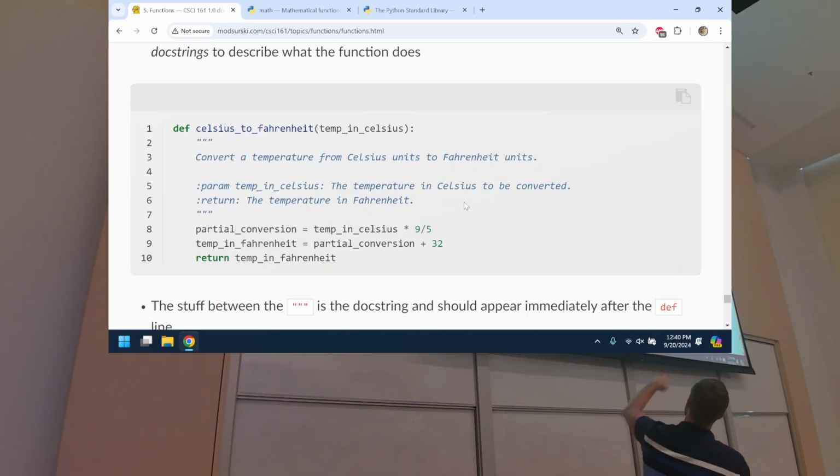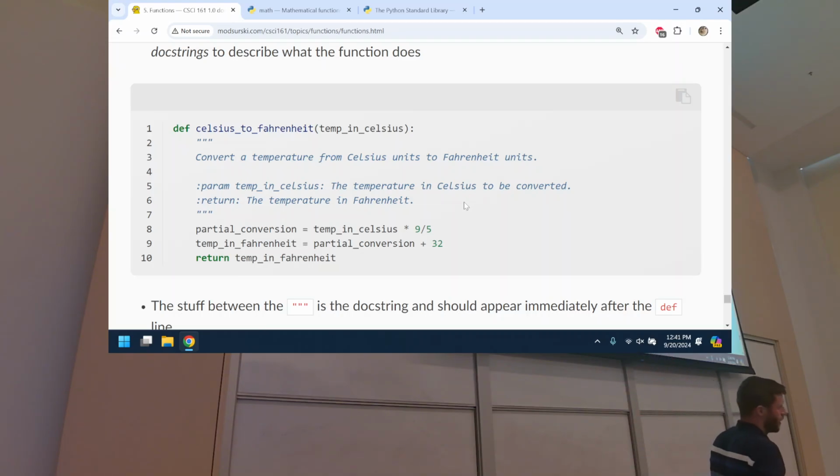""" Convert a temperature from Celsius units to Fahrenheit units. This function has one parameter, so we include that in the detail. We have a colon, param, to signify it's a parameter. And then we say what it is, temp in Celsius, colon, the temperature in Celsius to be converted. Return the temperature in Fahrenheit. There. That is a docstring. That is a really good docstring.